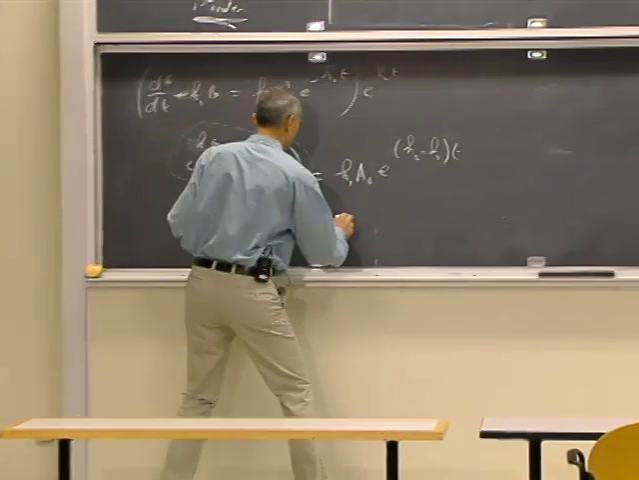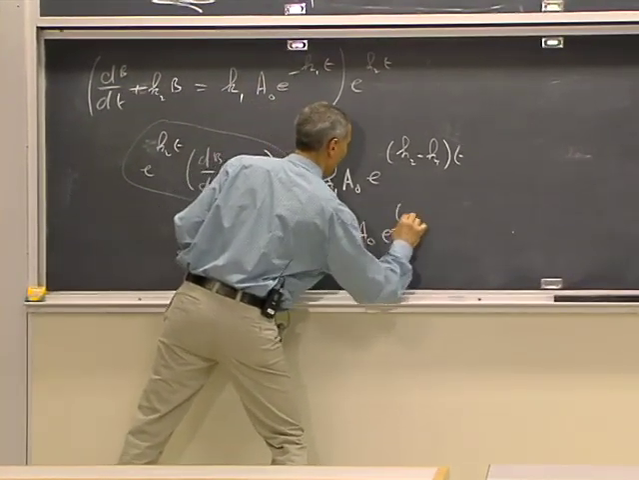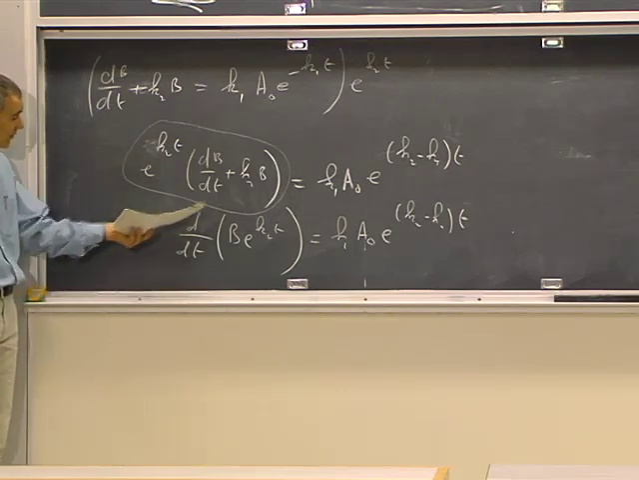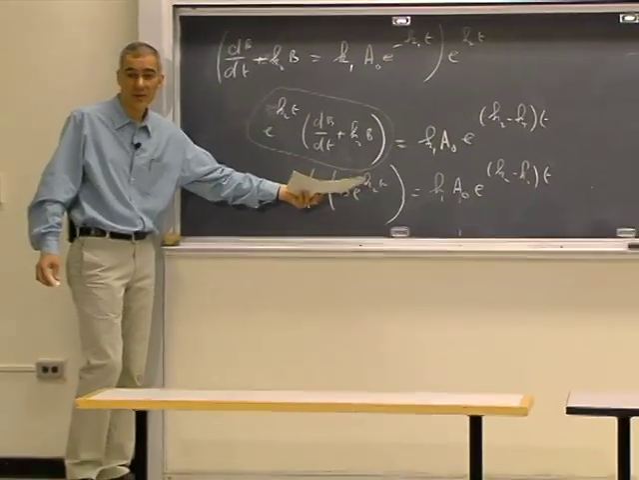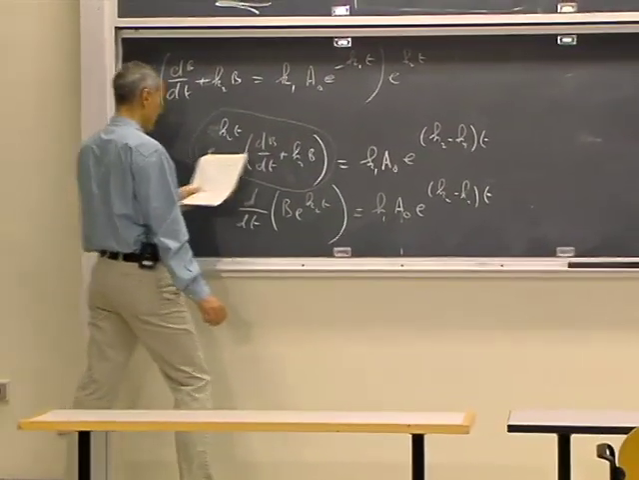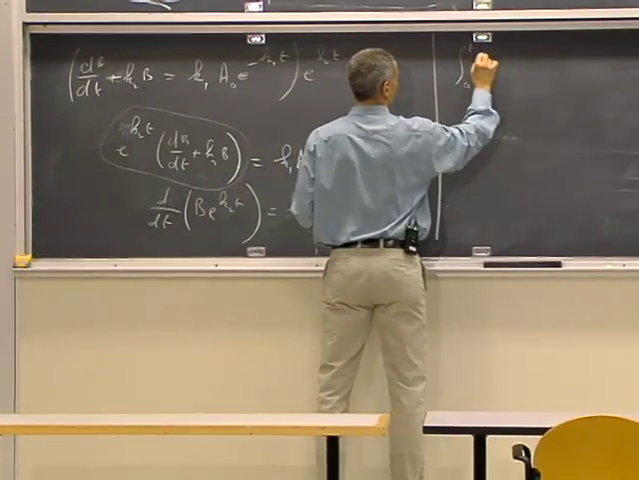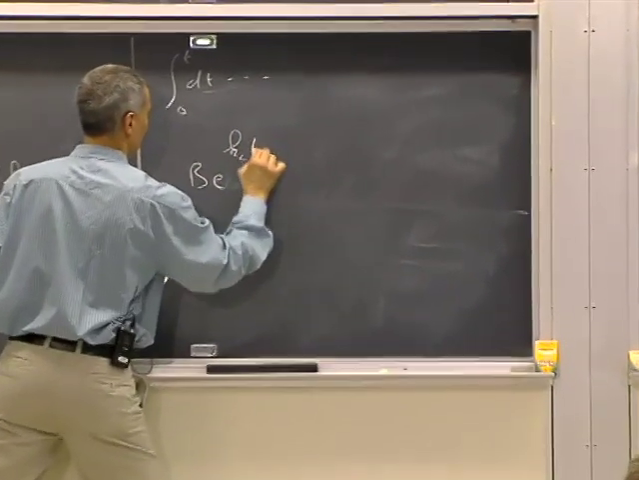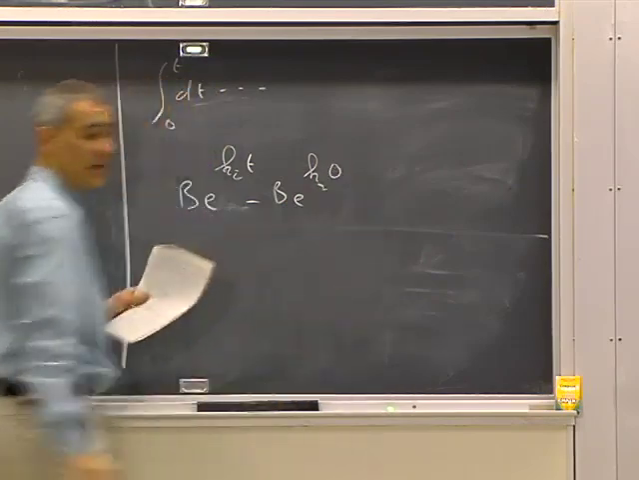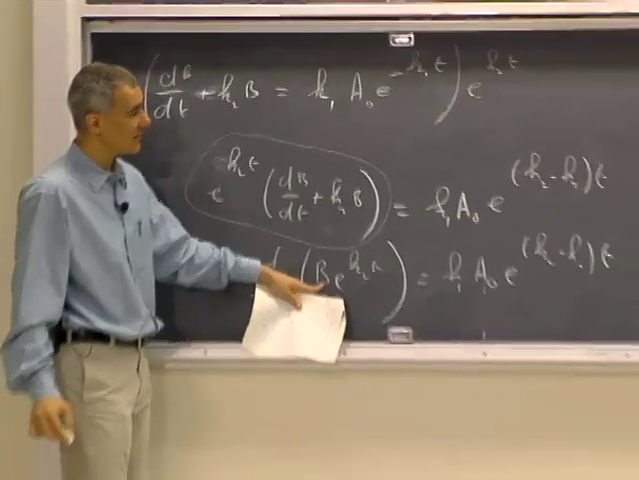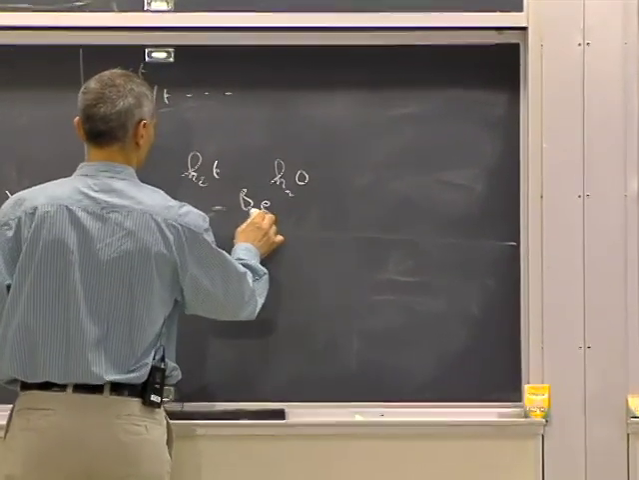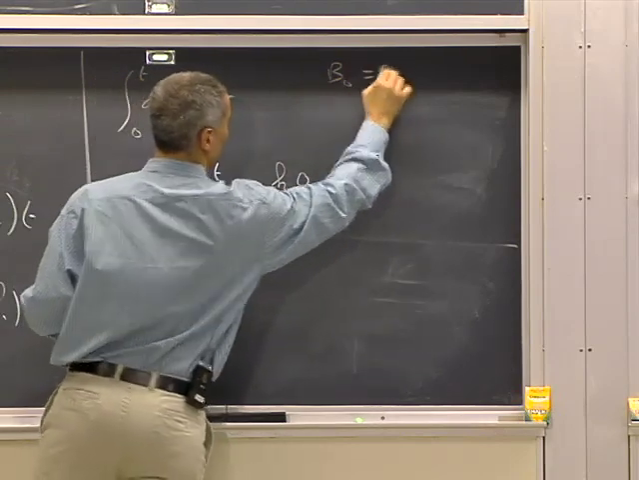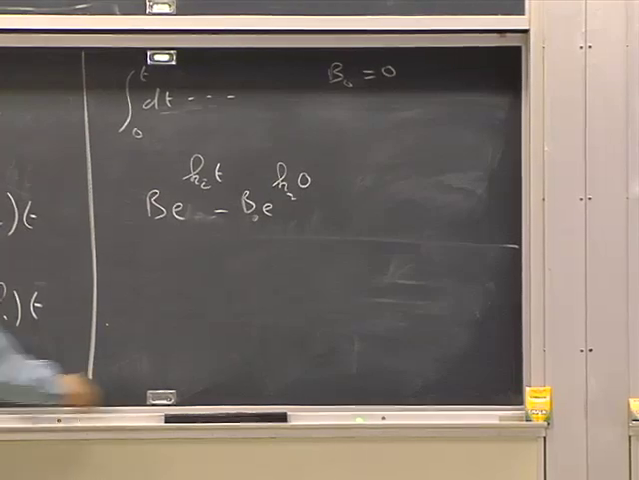And then on the other side, you still have k1 A naught e to the (k2 minus k1) times the time. So now you integrate both sides with respect to time. The integral of something d/dt with respect to time is just going to be itself, right? So it's very simple. You integrate both sides from 0 to t. On this side, you end up with B e to the k2 times time minus B e to the k2 times 0, just taking the upper limit minus the lower limit. And that's just equal to B at time t equals 0, and at time t equals 0, B naught is equal to 0 because we haven't made any intermediates. So this goes away.